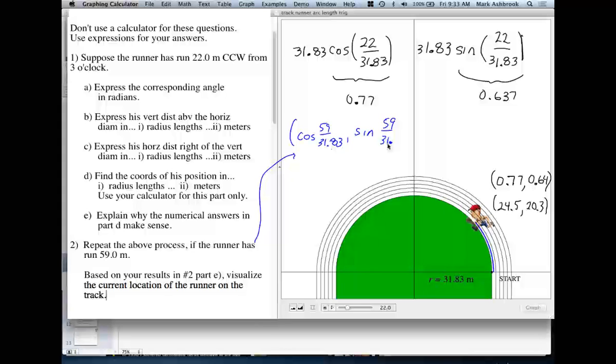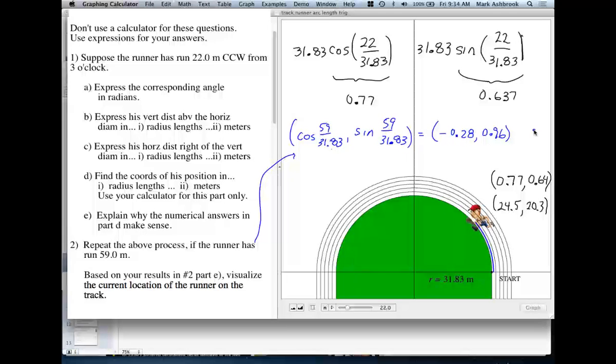So from those numbers, I heard negative 0.28 and 0.96. Okay, so now based on those values, you should have an image of where he ended up. You should have an image based on those coordinates, negative 0.28, 0.96. Can you predict where he would be if he runs 59 meters?